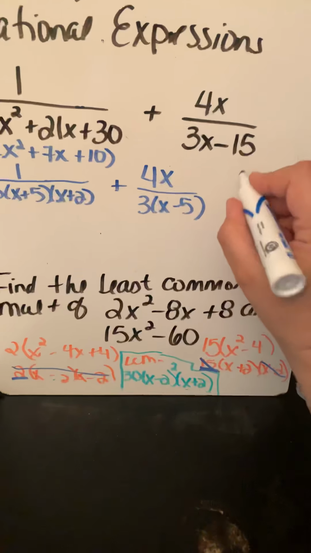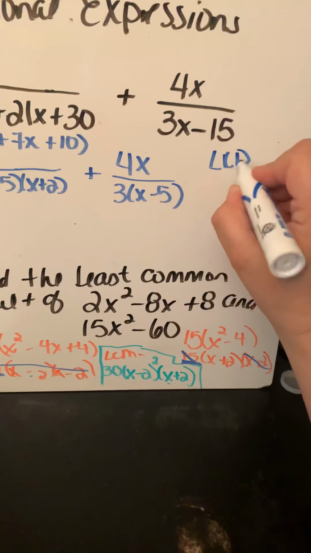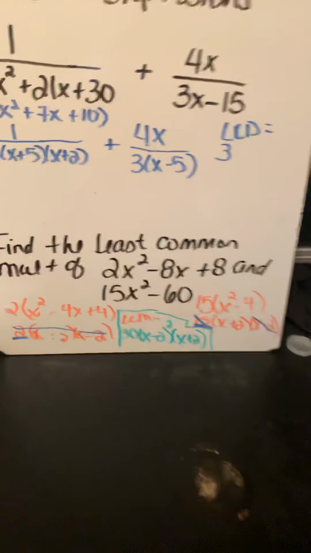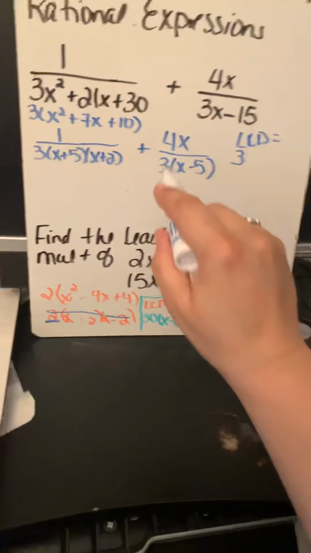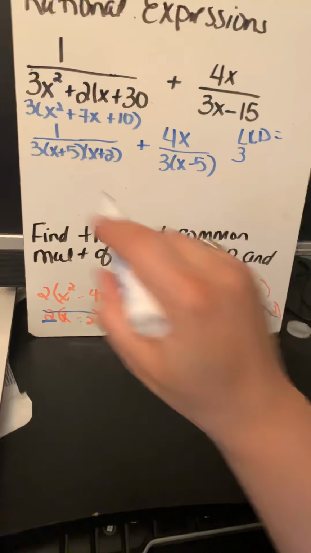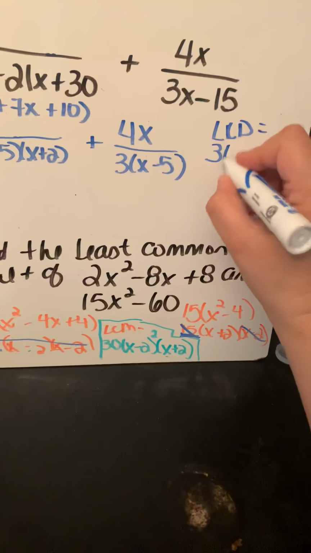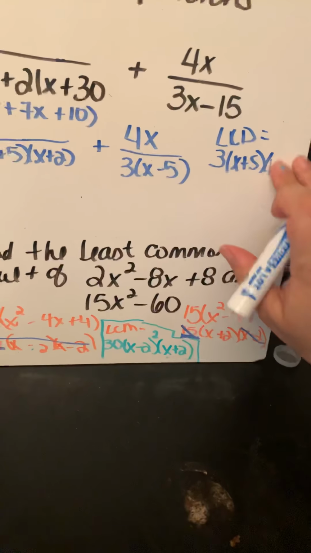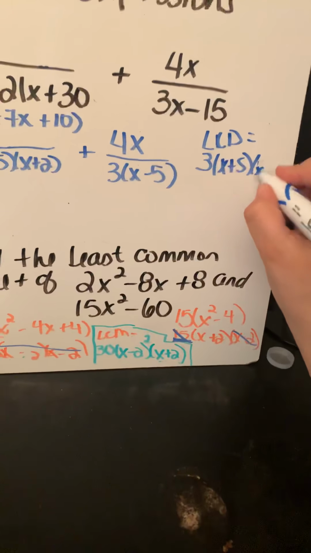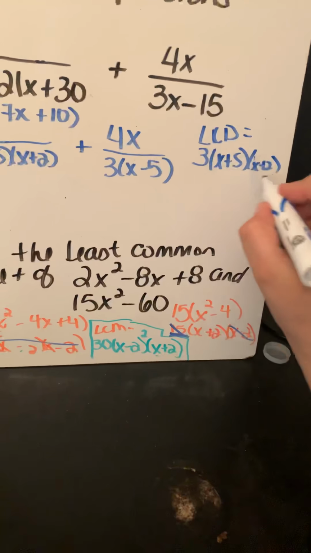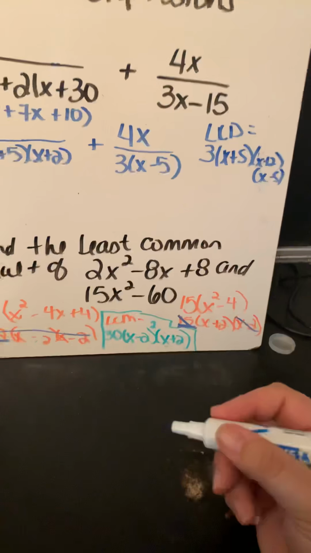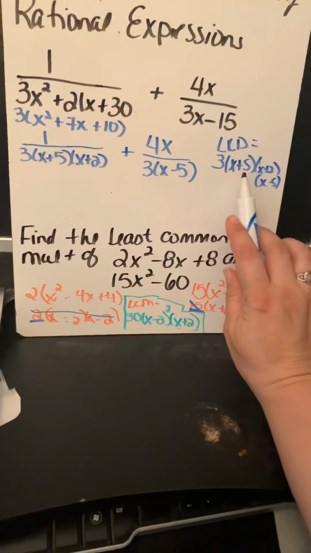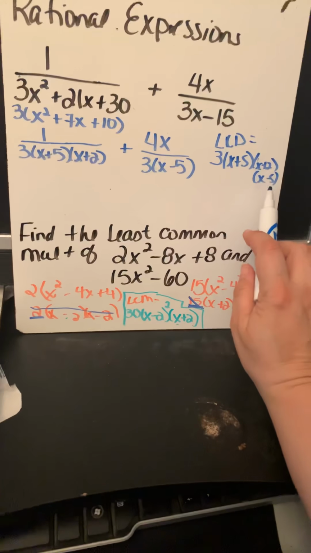So now, stating my LCD. I know they both have a 3, so I don't have to find the least common multiple between those two because they both include 3. This one has an x plus 5 and an x plus 2. What does that one have? An x minus 5. So this whole thing is my least common multiple: 3, x plus 5, x plus 2, x minus 5.